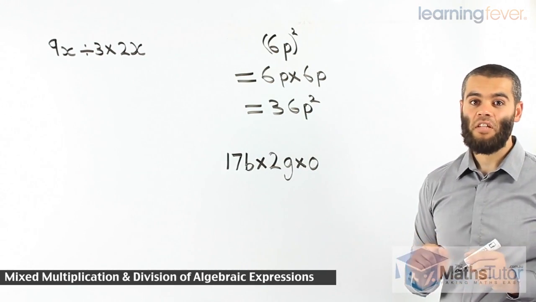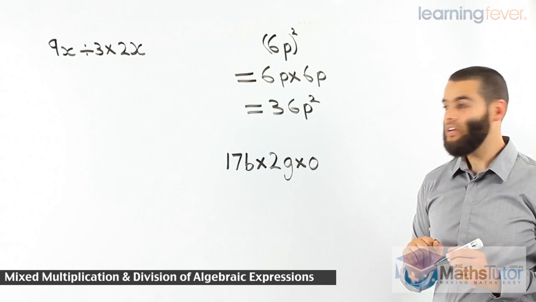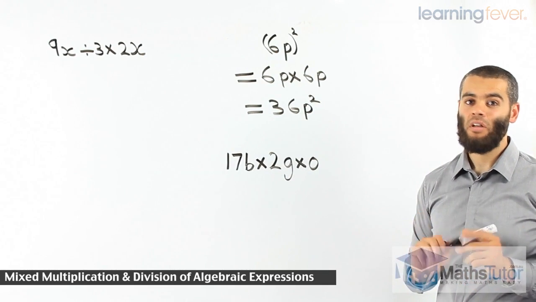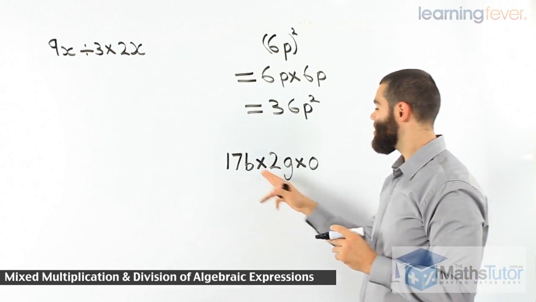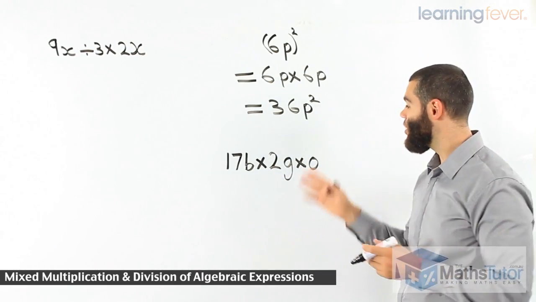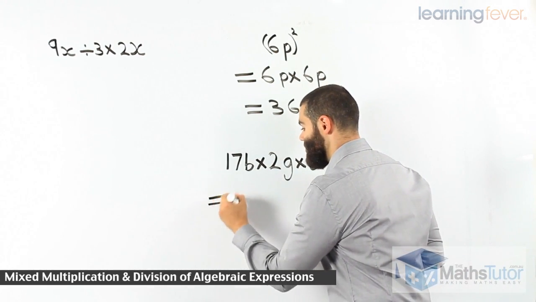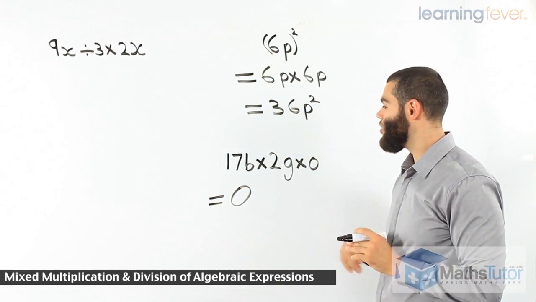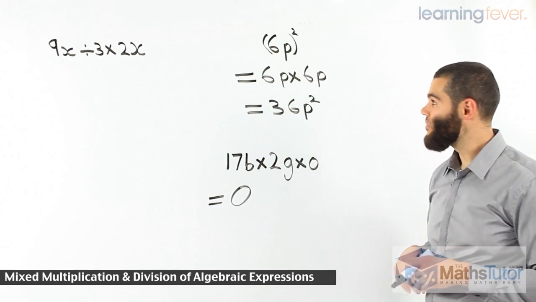This example, 17b times 2g times 0. Now, we know in mathematics anything times 0 is 0. Exactly the same with algebraic expressions. Nothing different. So 17b times 2g is 34bg, but it's times 0, so our answer is simply 0. So algebraic expressions follow the same behavior as normal numbers. Anything times 0 is 0.